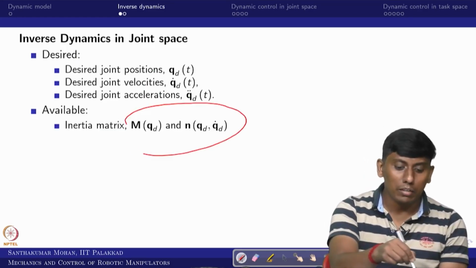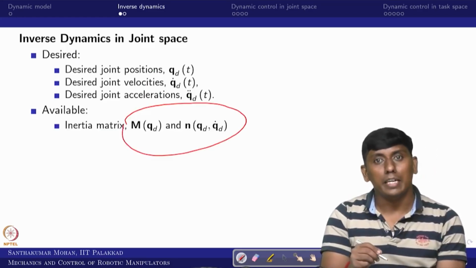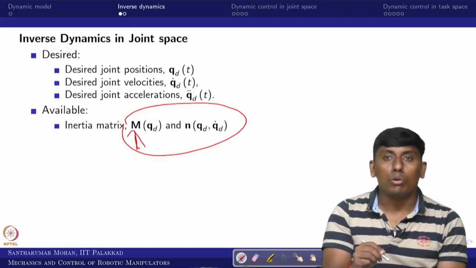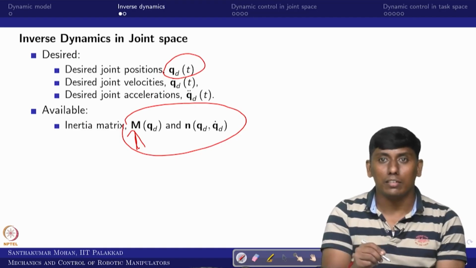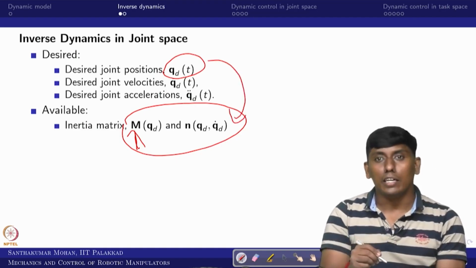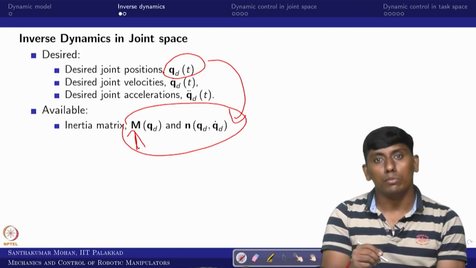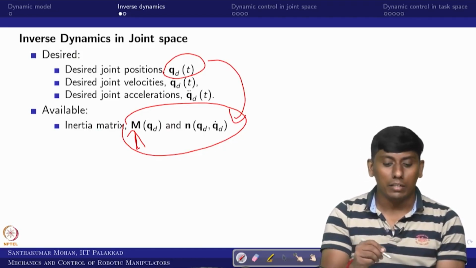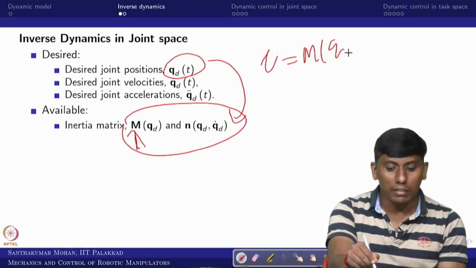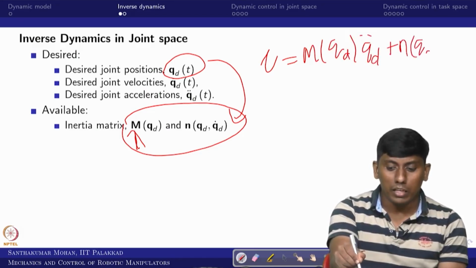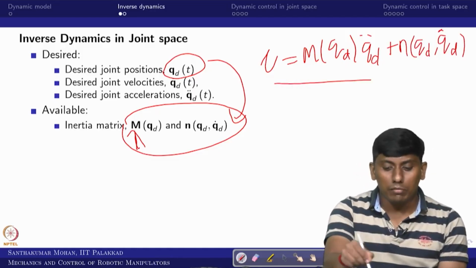So what would be available to us is the inertia matrix, based on the simple idea that q dot desired and q desired are known. Then we can find n of q desired comma q dot desired, and m of q desired is known. So what one can find is the tau, which we need to find. The tau I can write as m of q desired into q double dot desired, plus n of q desired comma q dot desired. This is the inverse dynamic model.